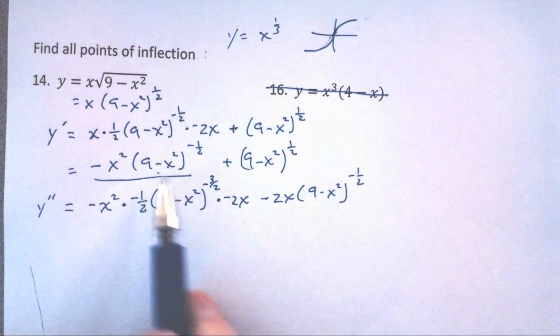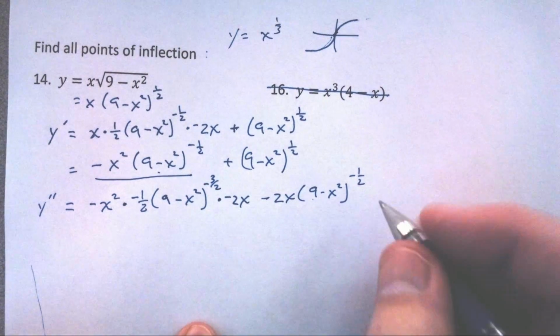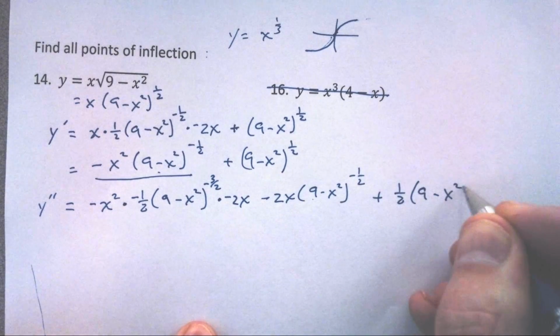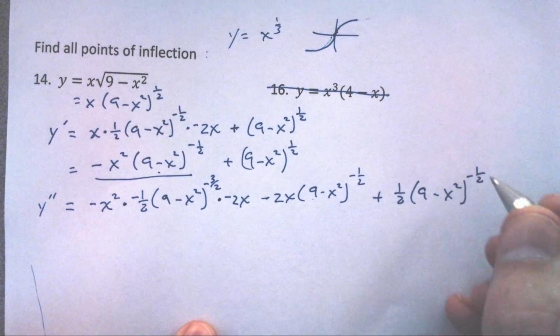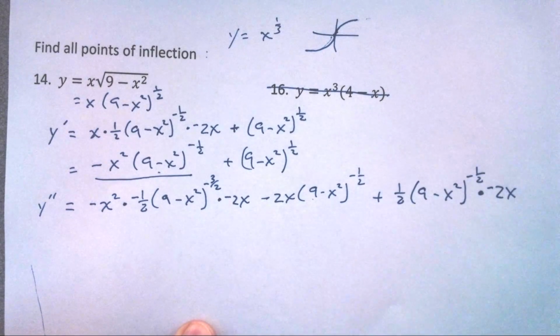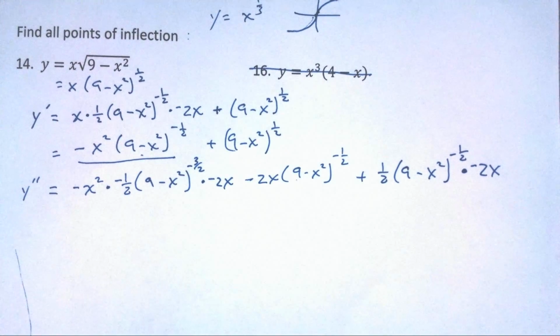That's the second half of that product rule. I still have to take the derivative of this term, plus 1/2 times 9 minus x squared to the negative 1/2 times the inside derivative, and I get that. And you're thinking, wow, that's terrible. Well, people who are thinking that are the people who haven't tried it with quotient rule yet.